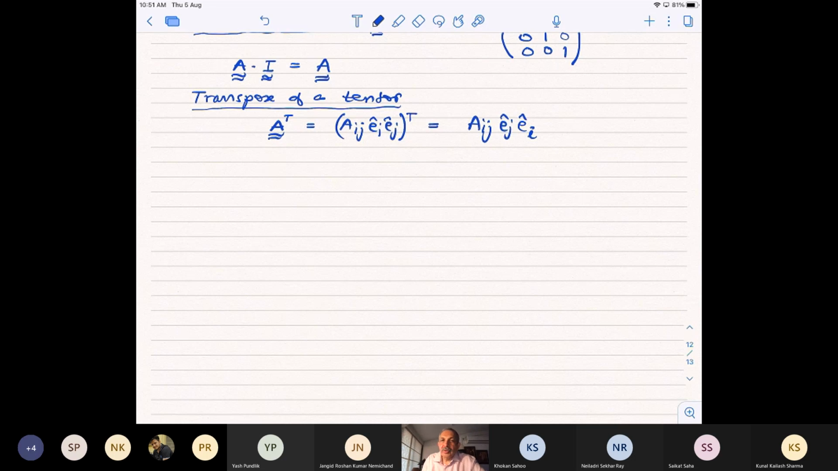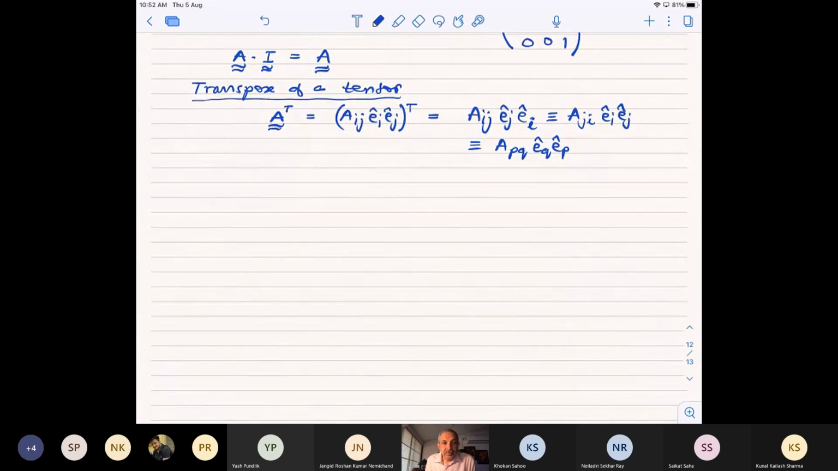But what we call these indices makes no difference. So this is exactly the same as writing Aji, Ei, Ej, and it is also exactly the same as writing APQ, EQ, EP. It doesn't matter what you call it. There's a summation of P going from 1 to 3 and Q going from 1 to 3. So all of these will give you the same answer. So this is the transpose of a tensor.